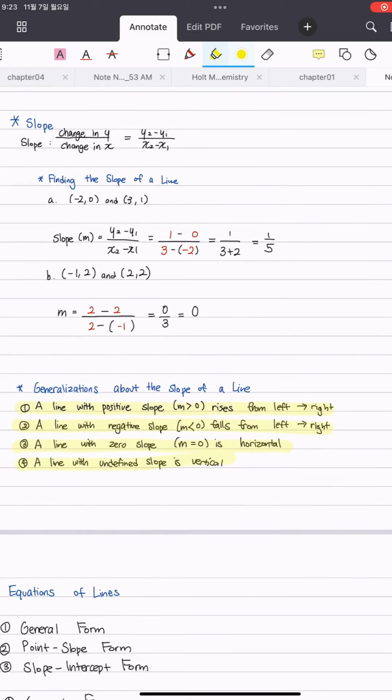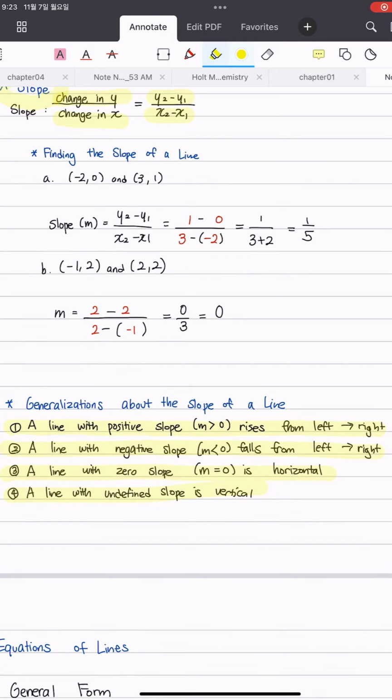Now we will learn about the slope of linear functions. Slope is change in y over change in x. This is y2 minus y1 over x2 minus x1. So how do we find the slope of a line? Let's look at one example question.